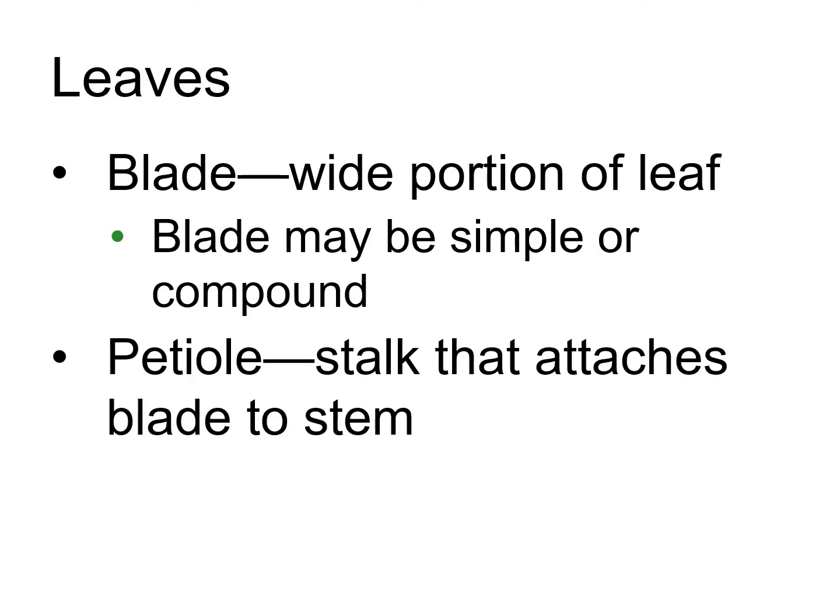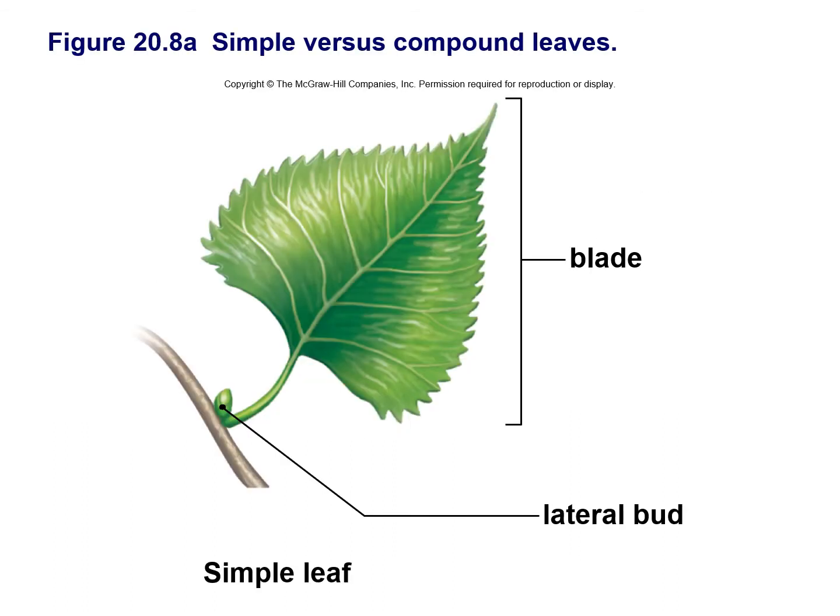Okay, and so for the leaves, you've got two main things to know, right? The blade, which is the wider portion that's going to be doing the photosynthesizing, and the petiole, which is the stalk that attaches that blade to the stem. So the petiole pretty much stays the same as is. The blade can get pretty complicated. So here it is in the next slide.